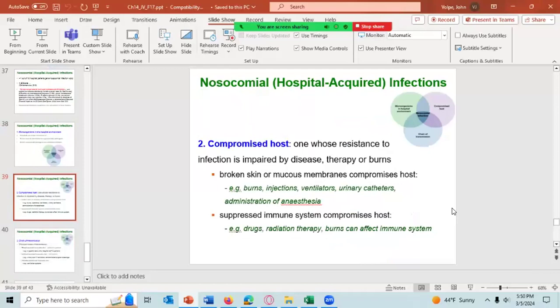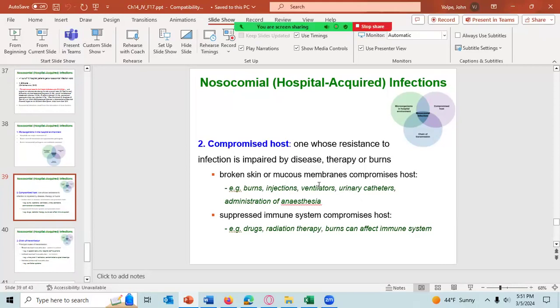The second reason why nosocomial infections happen in the hospital-like setting is the patient is a compromised host, one whose resistance to infection is impaired, either by disease, by therapy, or burns. The patient is in the hospital for a reason, and they're usually a compromised host. They may have broken skin, broken mucous membranes, burns, injections, ventilators, urinary catheters, the administration of anesthesia, all can help compromise the host.